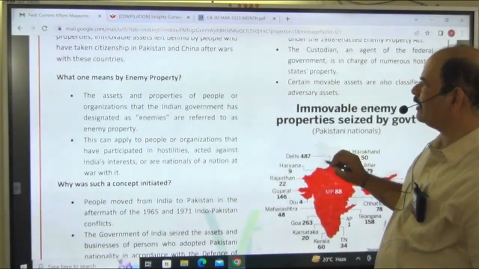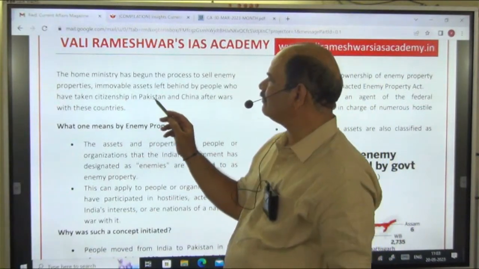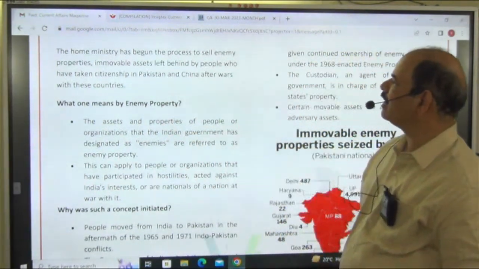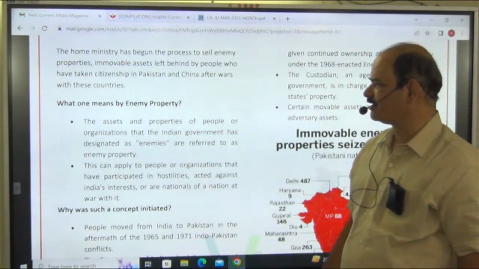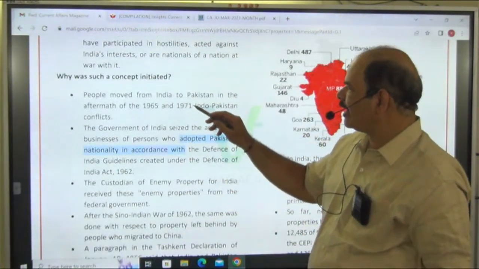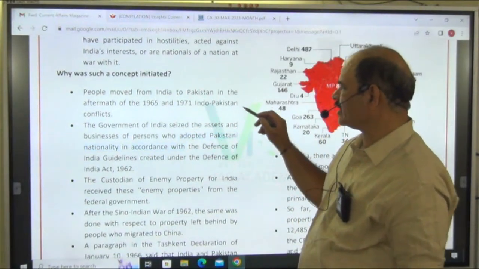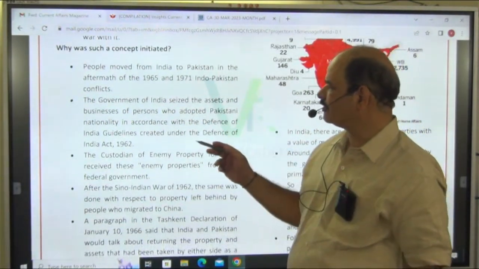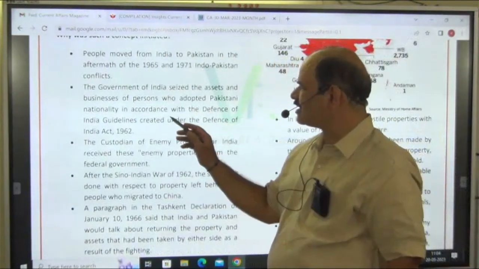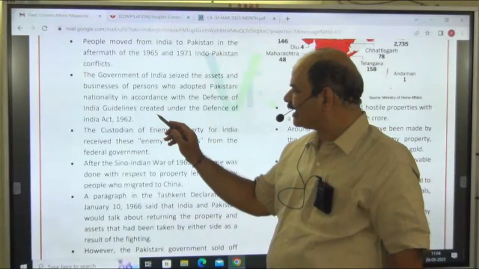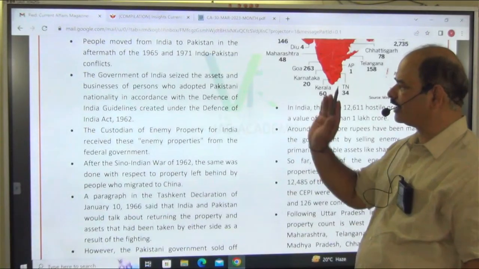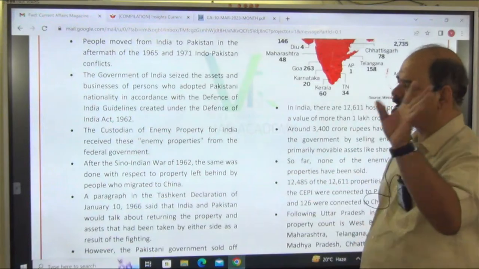Why I am saying is one agreement is there. The Home Ministry has begun the process to sell enemy properties, immovable assets left behind by people who have taken citizenship in Pakistan and China after wars with these countries. So their properties are called the enemy properties. Why such a concept initiated? People moved from India to Pakistan in the aftermath of 65 and 75. After the wars, the government of India authorities seized the properties of those who adopted Pakistani nationality in accordance with the Defense of India guidelines created under the Defense of India Act 1962. They have taken the Pakistani citizenship automatically. He will become enemy, and his properties in India will become the enemy property.